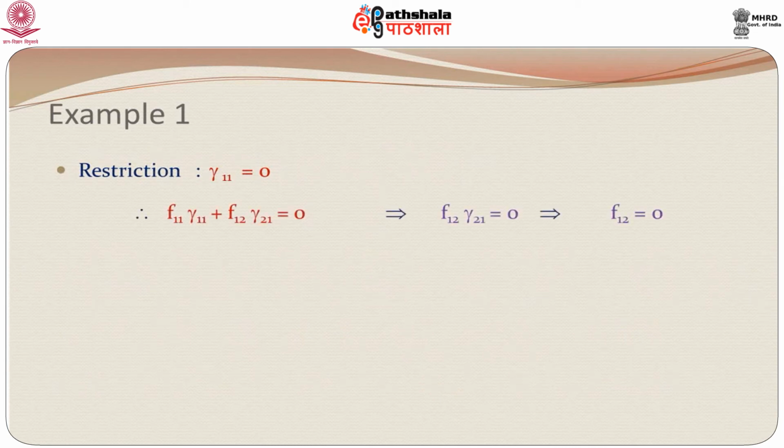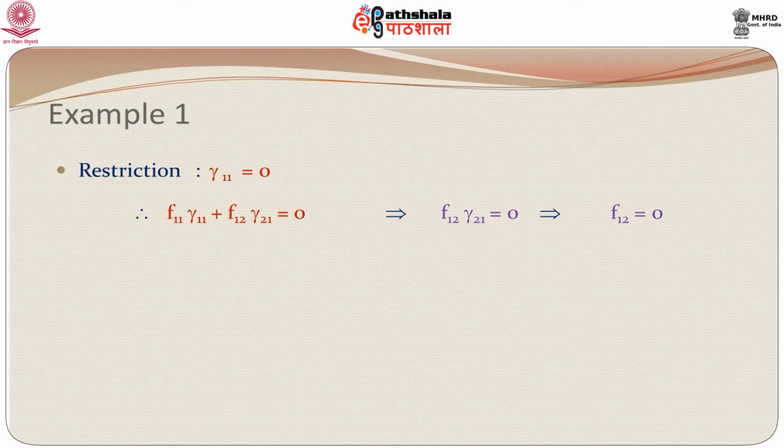Now, let us look at some restrictions. The first example that we look at is γ11 is equal to 0. So, this is a restriction on the first equation. What would you expect? There are two equations and there is one restriction. So, you would expect that the order condition is satisfied and possibly the first equation would be identified, but not the second. But let us see this through F.